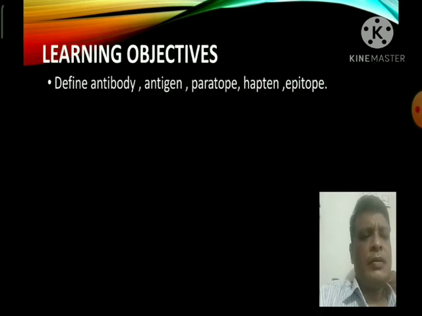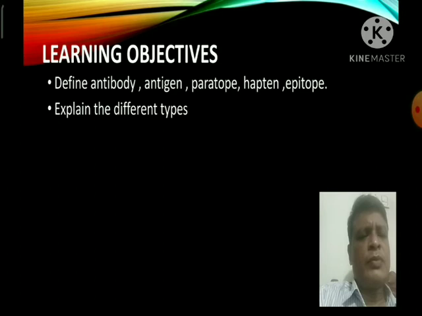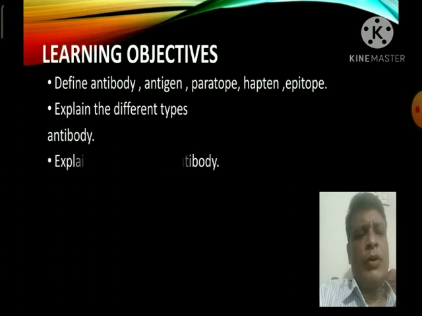Learning objectives. After completing today's lesson, students will be able to define some important terms like antibody, antigens, paratopes, hapten, and epitopes. You can also explain the different types of antibody, and the functions of the antibody.